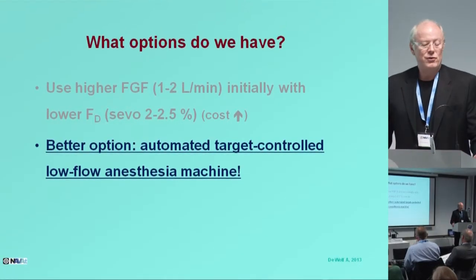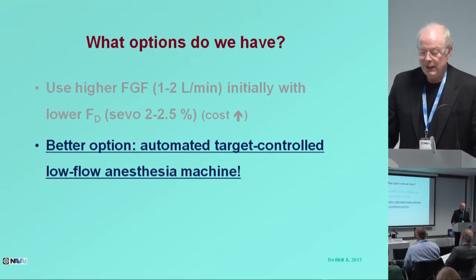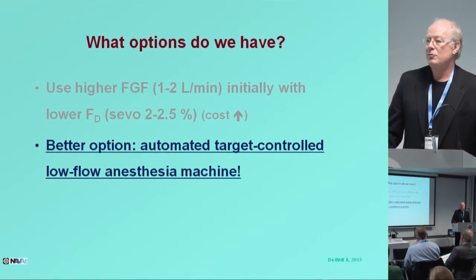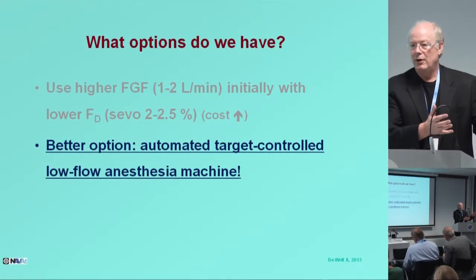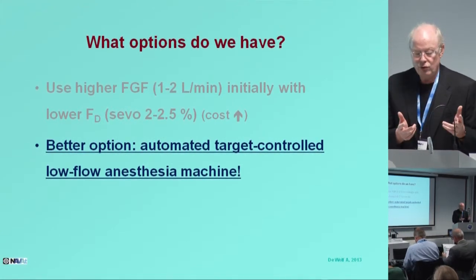So there is a better option out there, and that is to use an automated target control low flow anesthesia machine. It gives us all the benefits of low flow, cost and less pollution, and better humidification, and it's automated. The machine will do it for us. It's ideal.